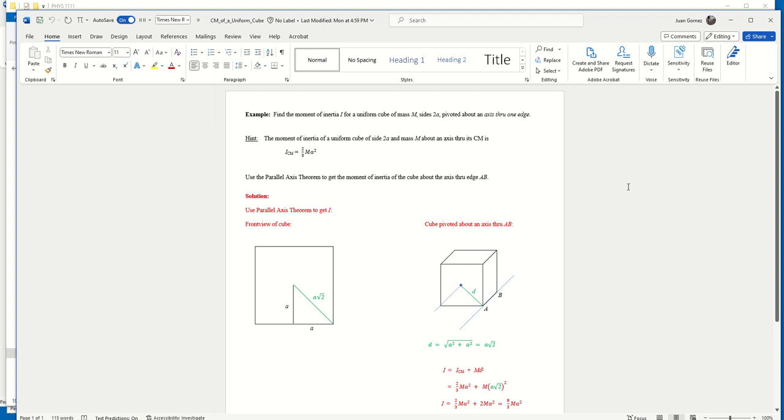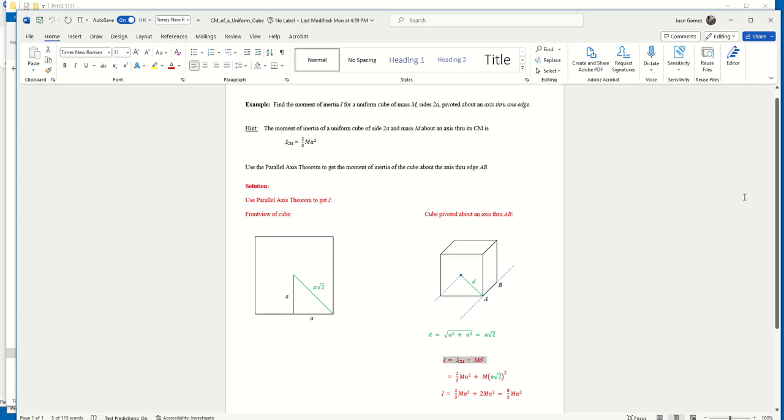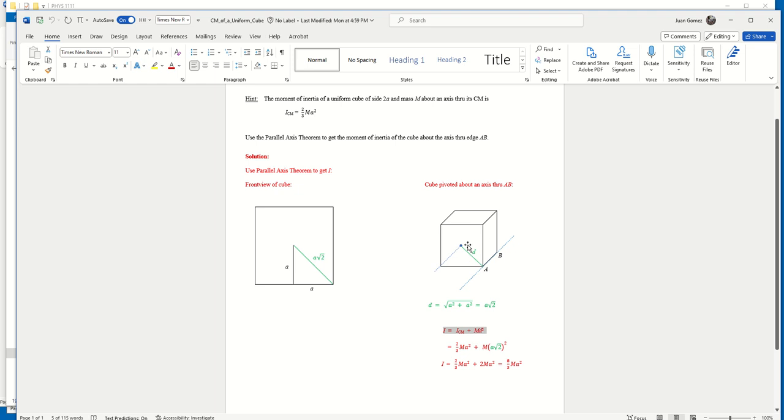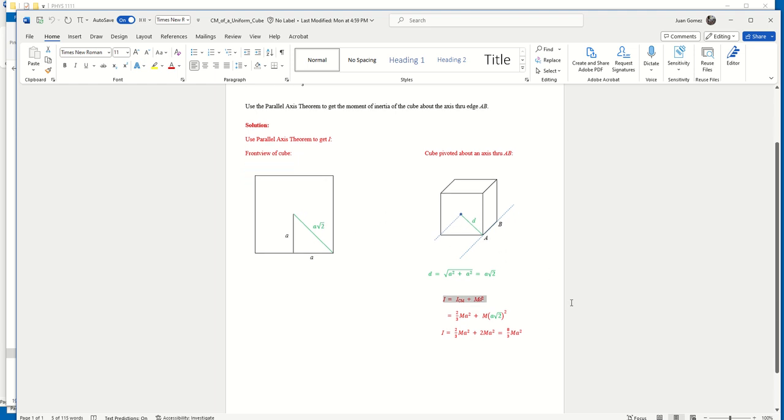Parallel axis theorem. It's the ICM plus MD squared, where D is simply the distance between the two parallel axes. So that's how you can get these other moments of inertia. Because again, I don't have to pivot this cube through the CM. In this case, it's pivoted about an axis passing through the edge AB. Parallel axis here: ICM plus MD squared. What is D? Look at the geometry. D is just a√2.